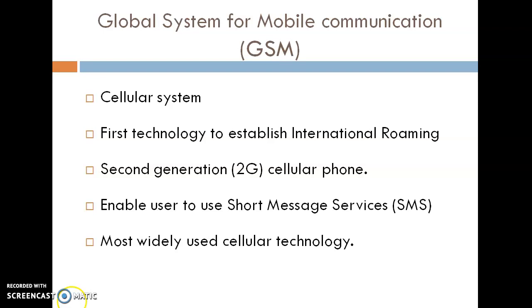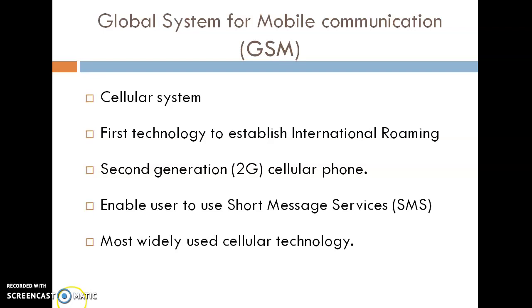Right. So GSM, global system for mobile communication, is implemented in the second generation computer. This is a cellular system. I mean, it is implemented in your mobile telecommunication, mobile technology. It is the first technology that established international roaming.